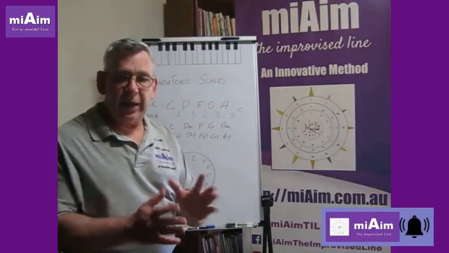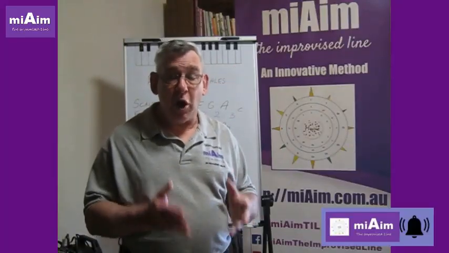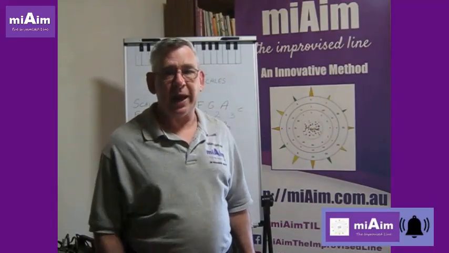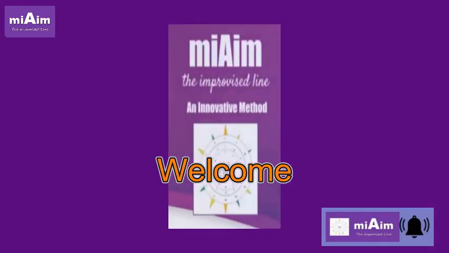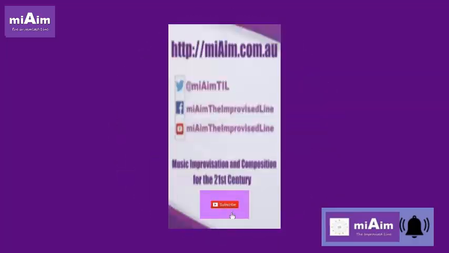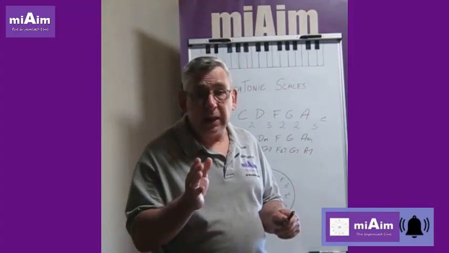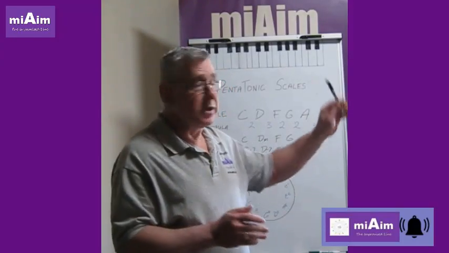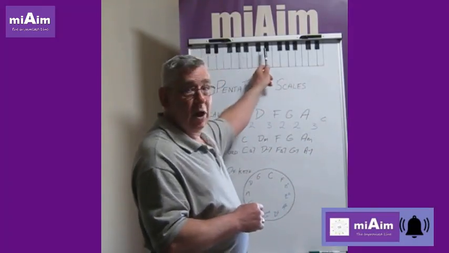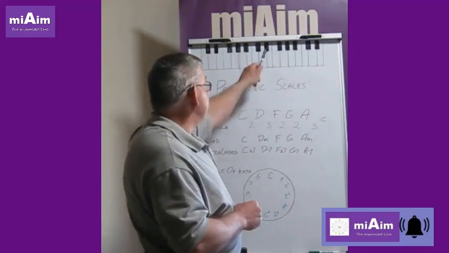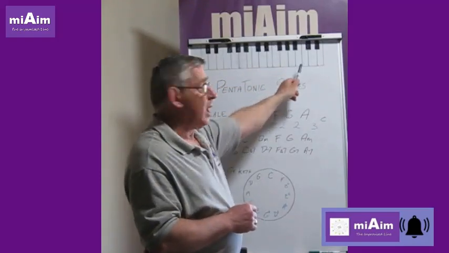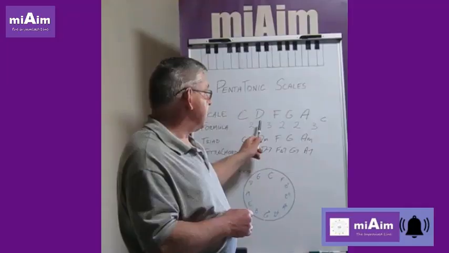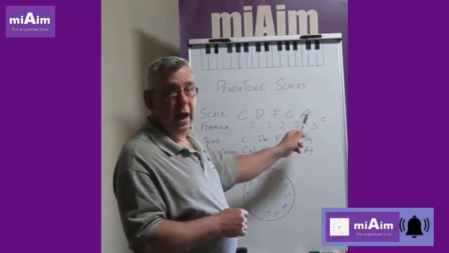This time we're going to unpack what's commonly known as the major pentatonic scale. Let's have a look at it. Last time we discovered that the original pentatonic scale uses just the black notes on the piano. If we convert them down to a white note scale and put it in the key of C major, we end up with C, D, F, G and A.